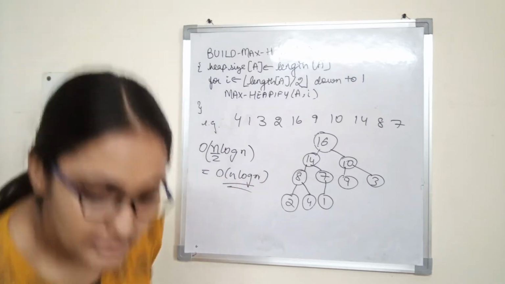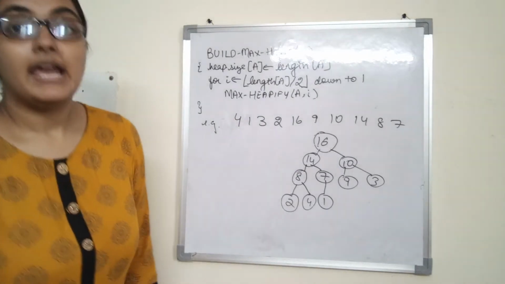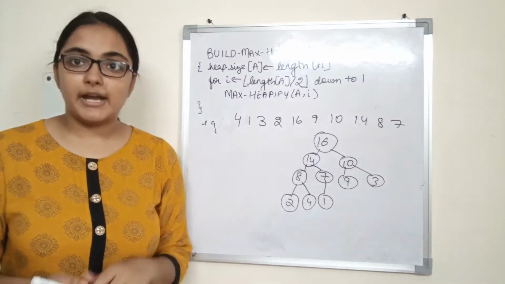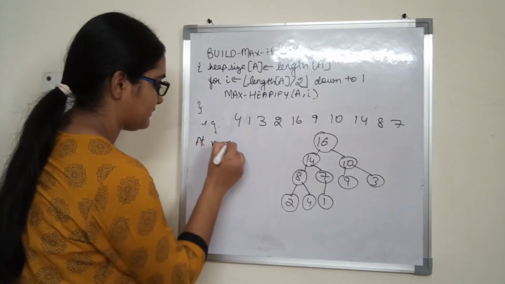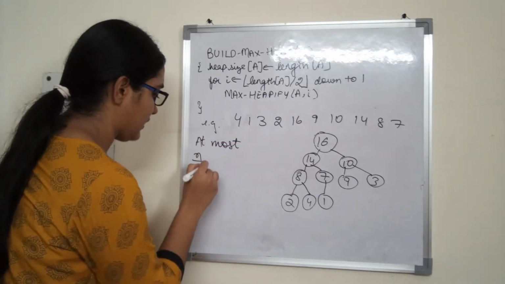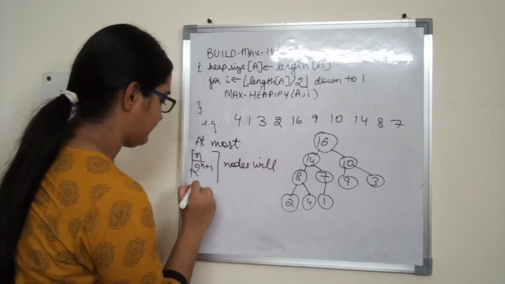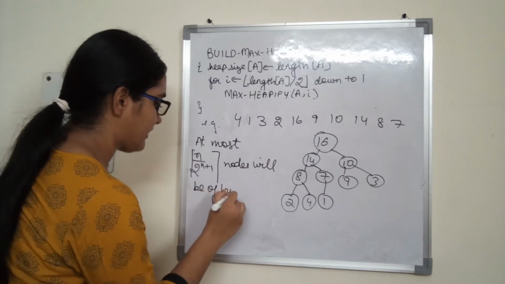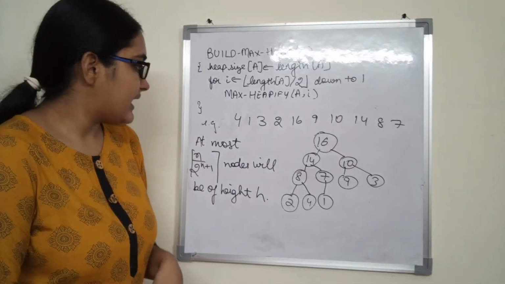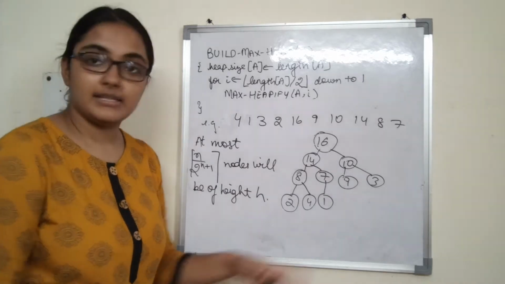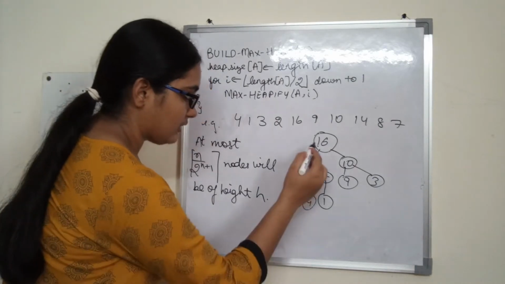Now let us see one important property of a heap. In a heap there are at most n by 2 power h plus 1 nodes of height h. Let us see in this case. If I want to know how many nodes there are in this heap of height 2, how many nodes should there be? How many nodes are there?